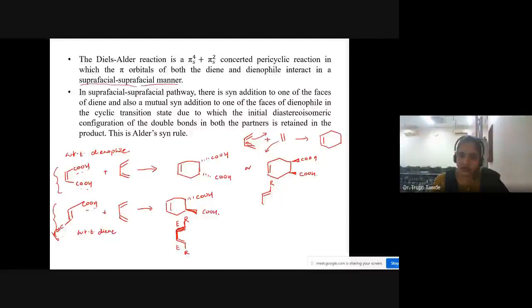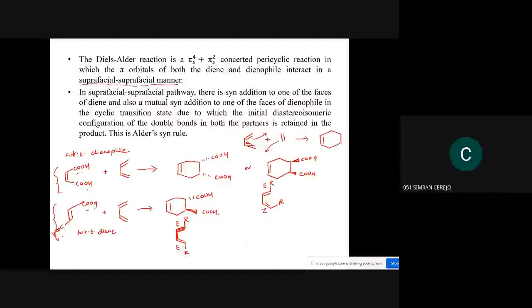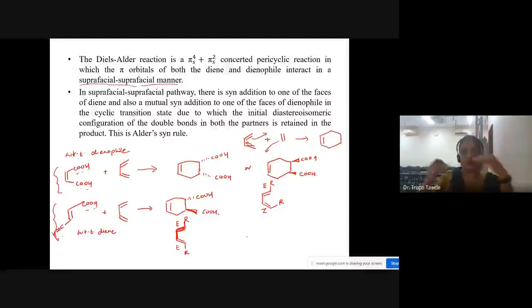Now, if I take this example, it is like this. What about this? This is E, and this is Z configuration, right? So now we have different types of substituents. So stereochemistry is different. This is called the out-out system, and this is called the in-out system. Meaning one is E and the other is also E, so both are outwards. So that's called the out-out system. And this is one in and one out. So it is the in-out system.